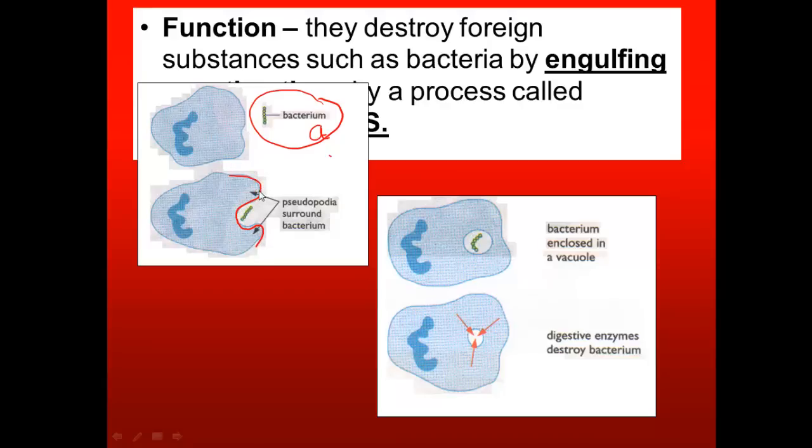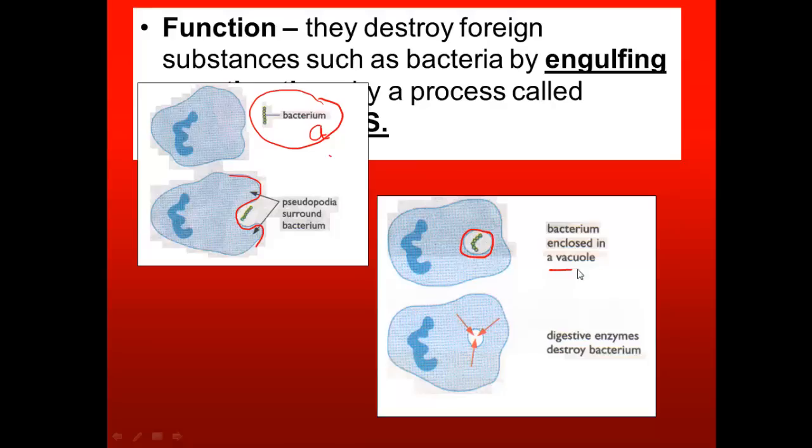And it will reach out with these, well, they're called pseudopodia. Pseudopodia means false feet, and amoebae have them as well. You don't have to remember the word pseudopodia, but it's quite a cool word, I think. And they reach around the bacteria with these pseudopodia, and then they engulf them in this vacuole here.